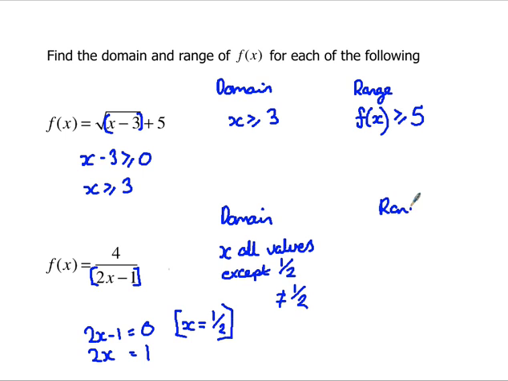So the range, again similar to the question before that we had with the division, 4 divided by something will never give me an answer of 0. So f of x can be all values except for 0.